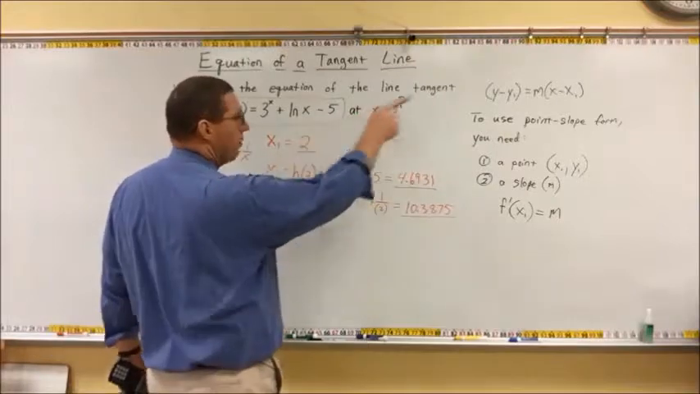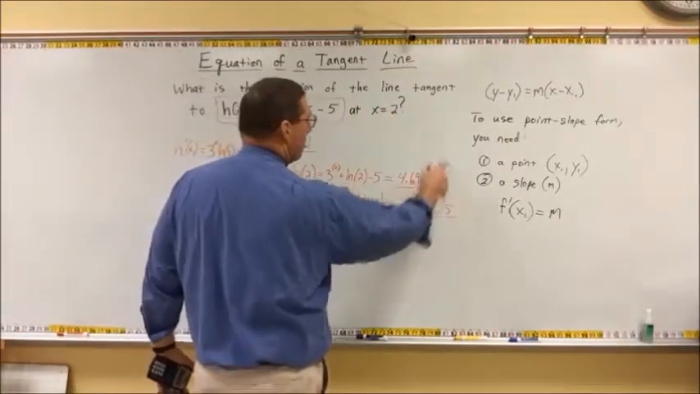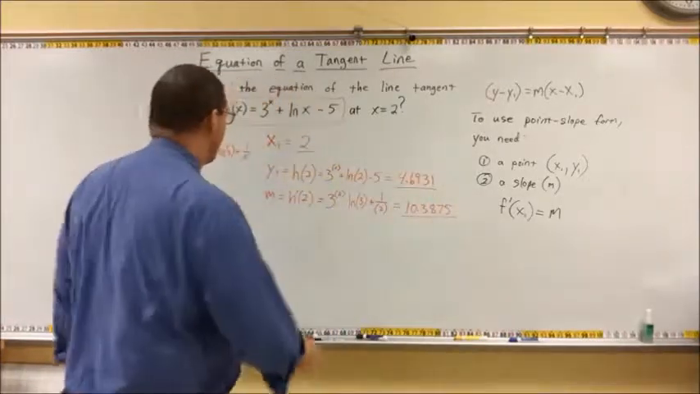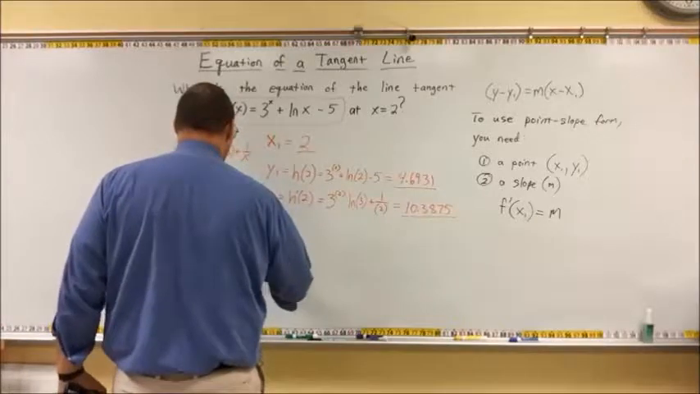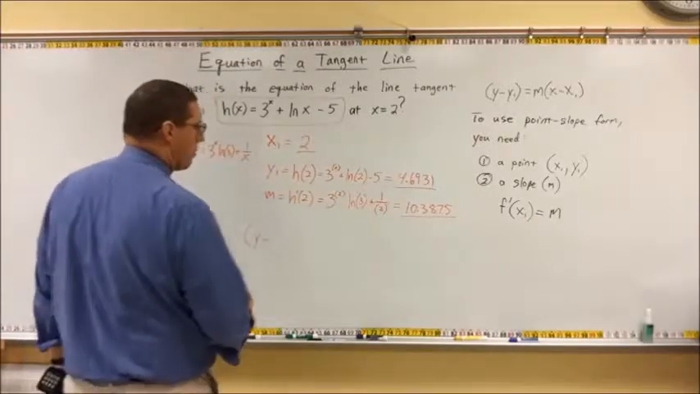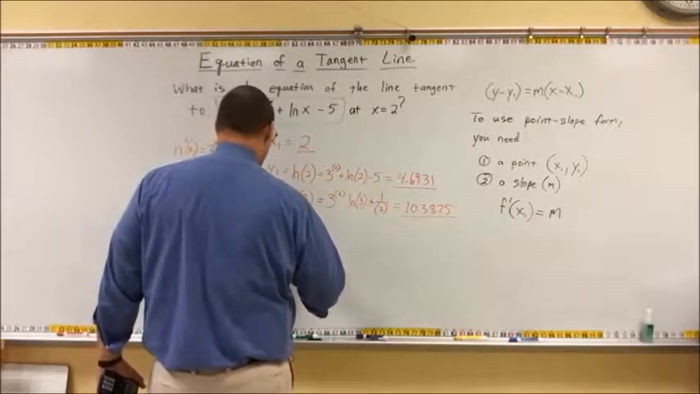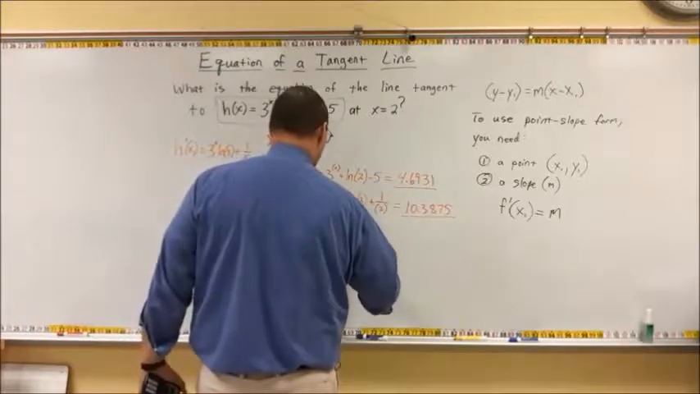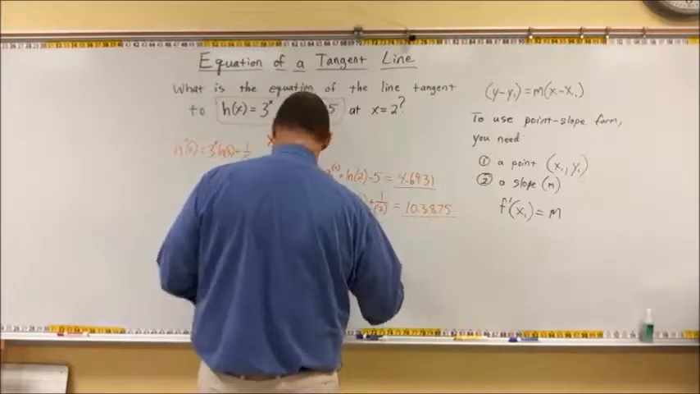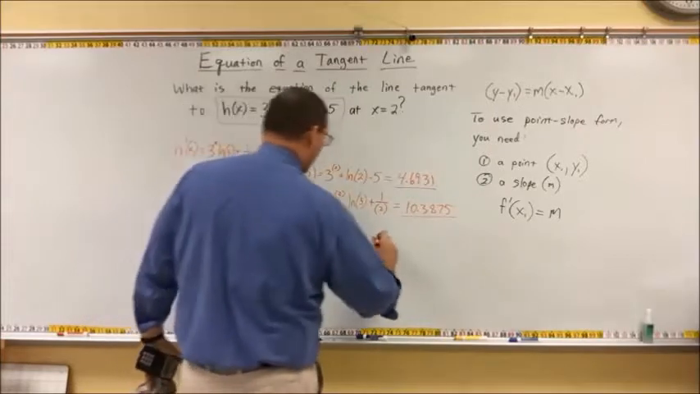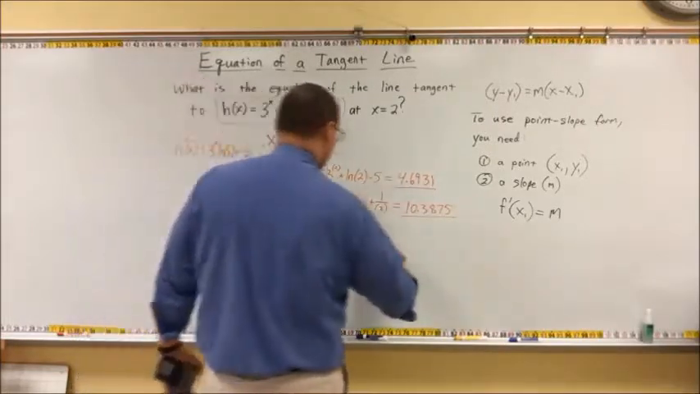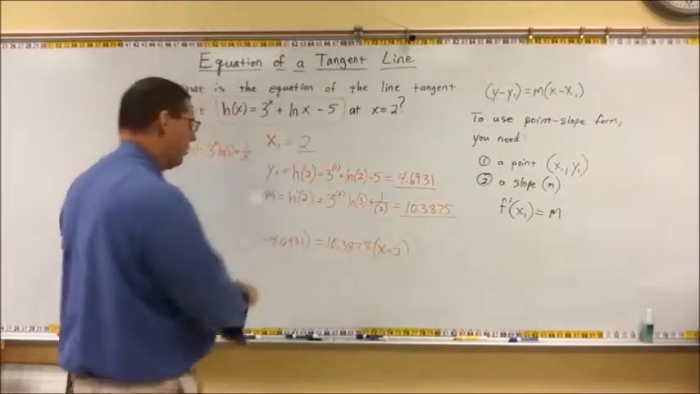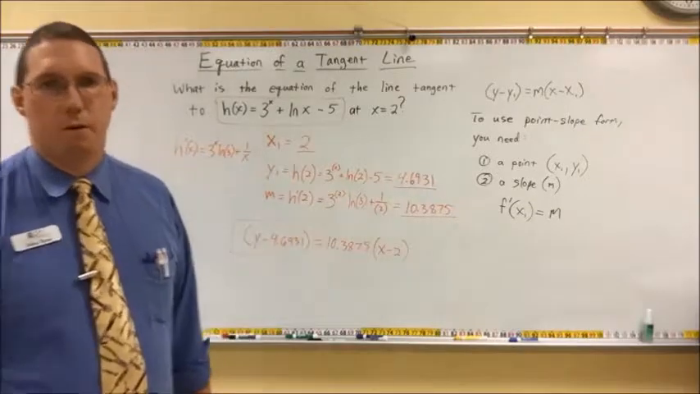I'm going to plug 2 in for x1. I'm going to plug in 4.6931 for y1. And I'm going to plug in 10.3875 for m. So the equation of my line is going to be y minus 4.6931 equals m, the slope, which is 10.3875, times, parenthesis, x minus 2. X minus 2. And this is the equation of my line. I don't need to simplify it. I'm going to leave it just like that. That's the equation of my line.